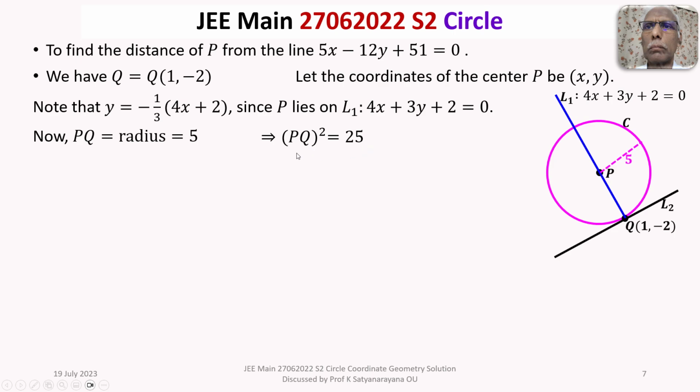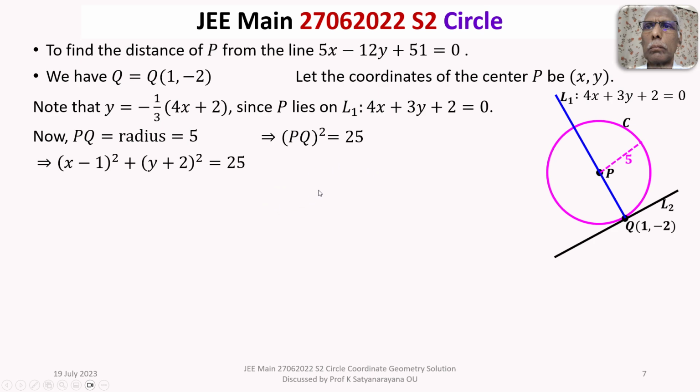For PQ square, you use the distance formula, because the coordinates of P are x comma y, and the coordinates of Q are 1 comma minus 2. Use the square of the distance formula. So that will be x minus 1 whole square plus y plus 2 whole square, that is the square of the distance of PQ, and that is equal to 25.